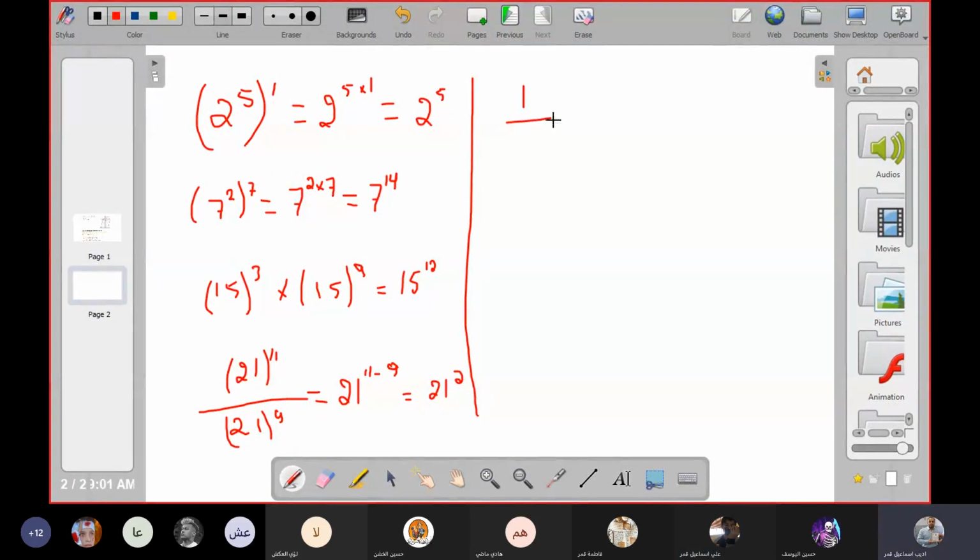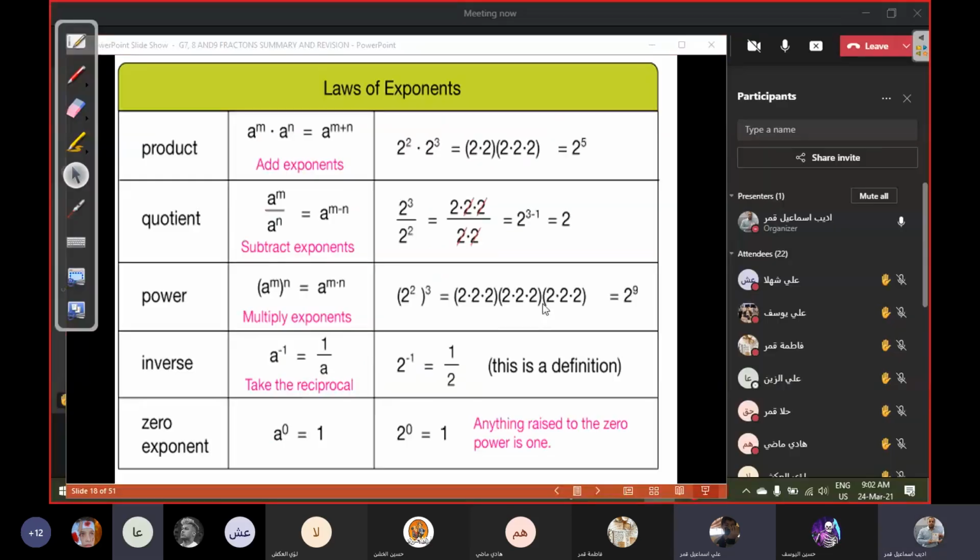One over 7 to the power 5. Ali, how do we write this without a fraction? Without a fraction. 1 over 7 power 5. Okay, let's go back to them. Wait teacher. Here, a to the power minus 1 equals 1 over a. 1 over a equals a to the power minus 1. Apply this here.